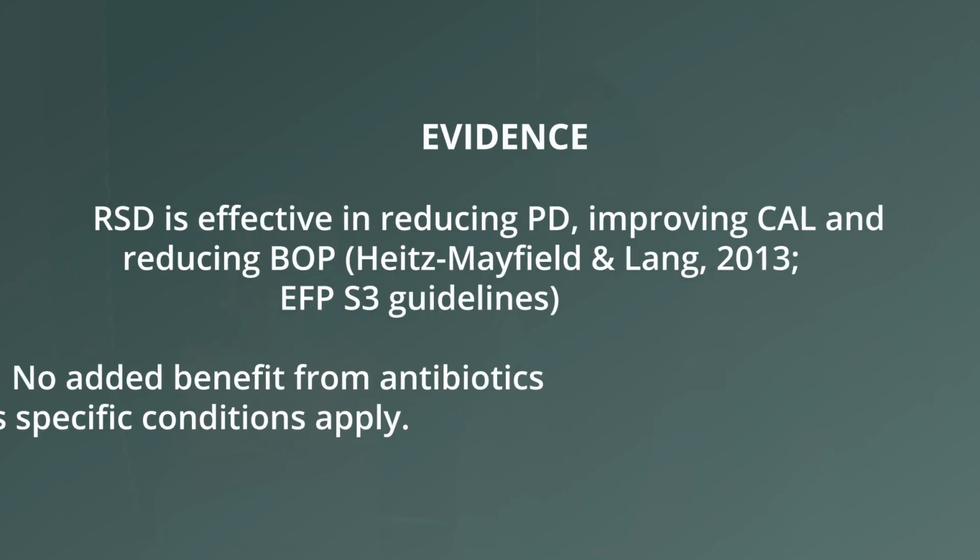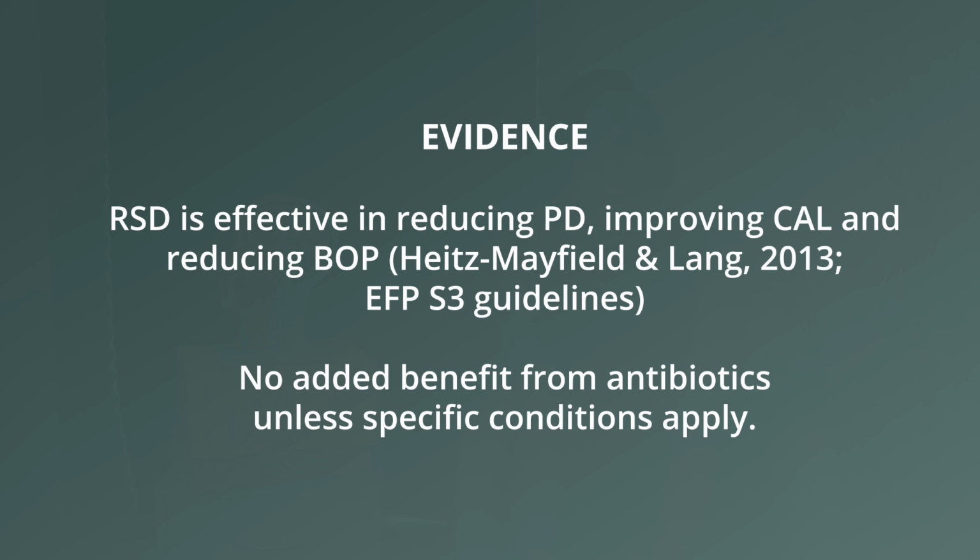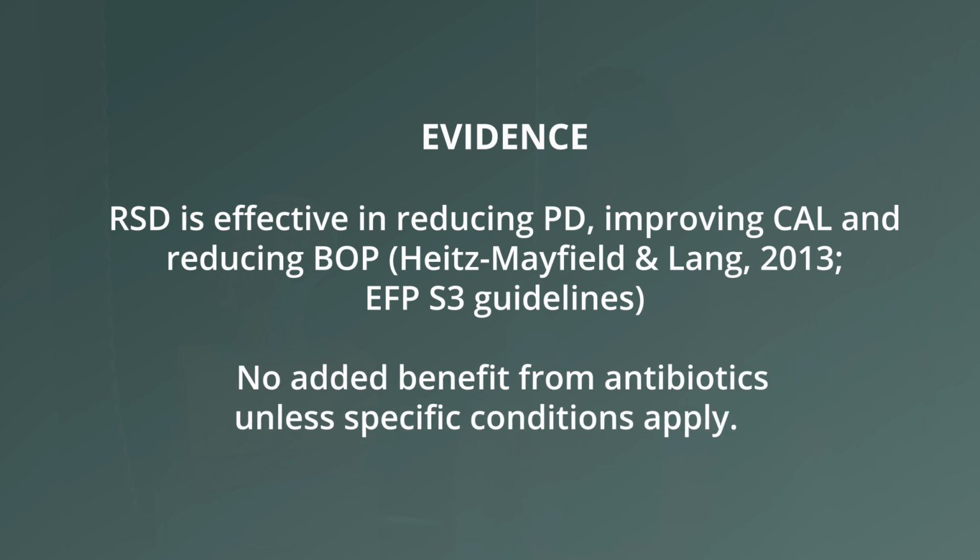So scaling and root planing is effective in reducing pocket depth. It also improves the clinical attachment level. It's reducing your bleeding on probing. Sometimes we can use adjunctive antibiotics. However, if there's no added benefit, then there's no need to use them. We try to reduce using antibiotics as much as possible.